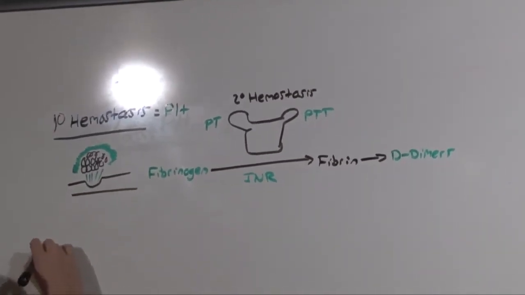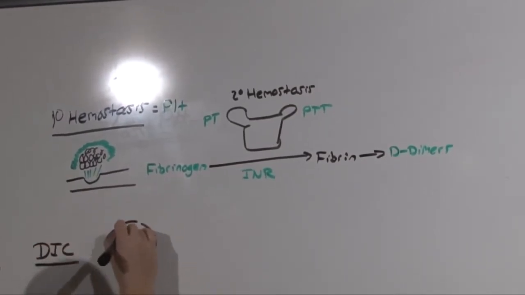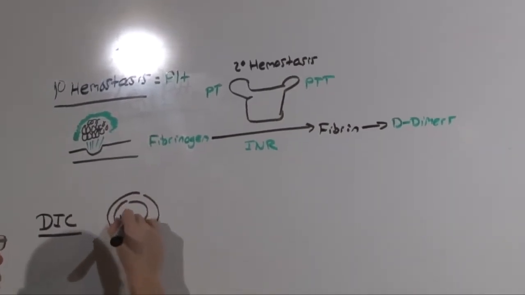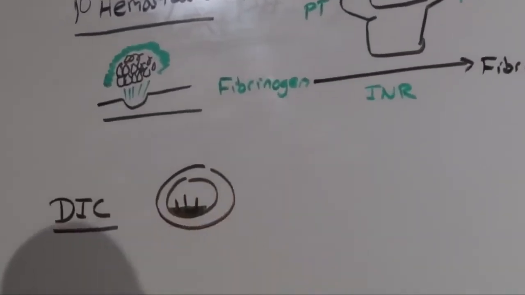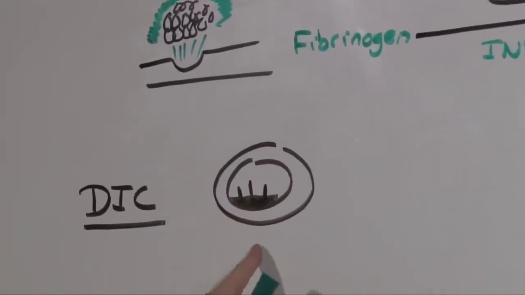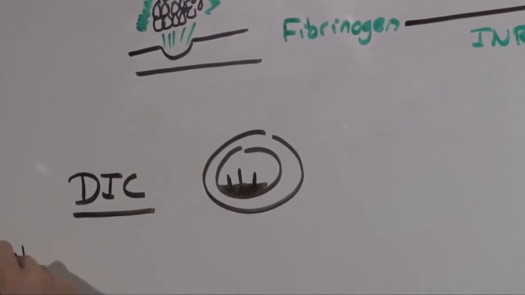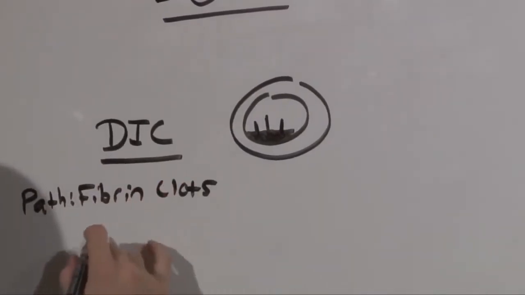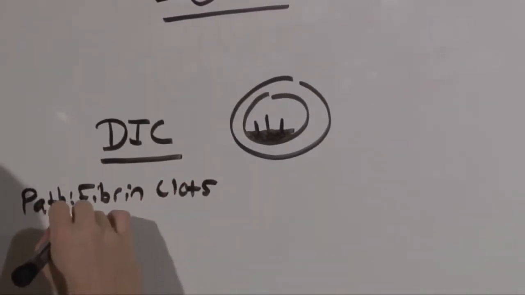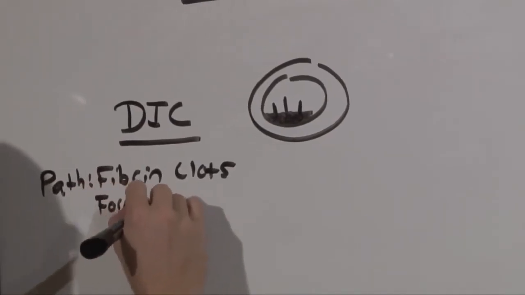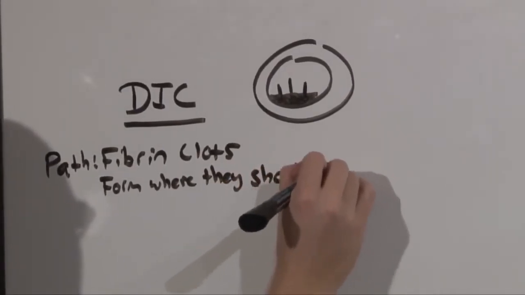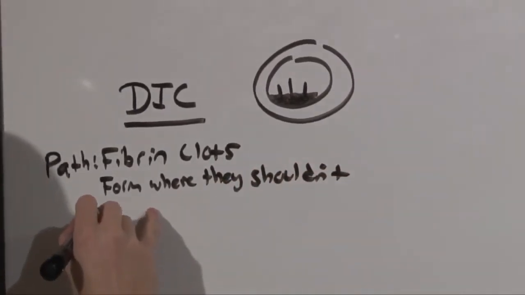Let's talk about DIC first. DIC is the formation of a fibrin clot in a blood vessel with little Wolverine claws coming out. The problem with DIC is that it is fibrin clots that form everywhere such that they form where they shouldn't, and they use up all of the product so they can't form where they should.